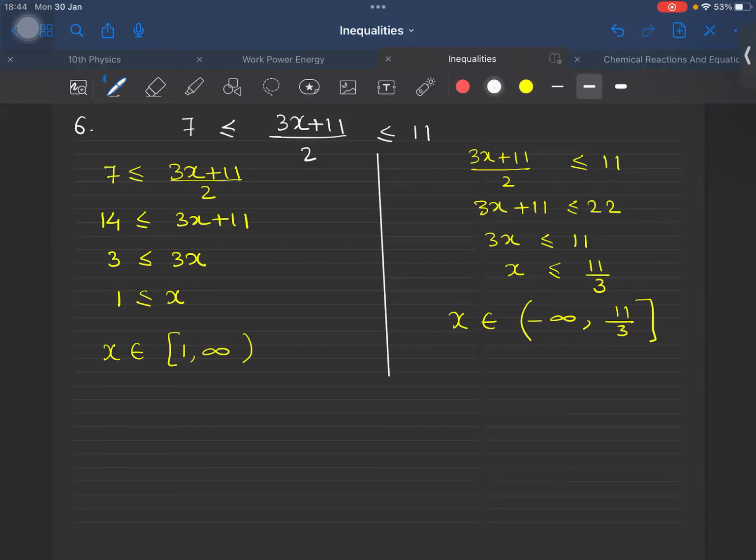Now let's represent this on the number line. So we have two critical points, 1 and 11/3. This is the first one. It says 1 to infinity, and it's a closed bracket, so we'll use a dark circle or a solid circle to represent it. And the second solution that we're getting is -infinity to 11/3, and this is also closed bracket.